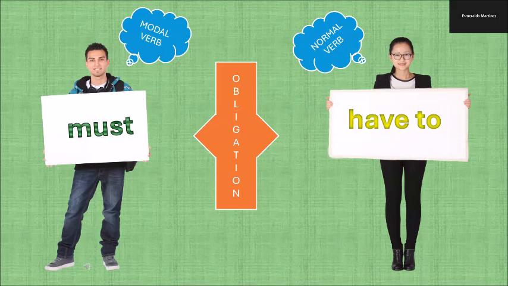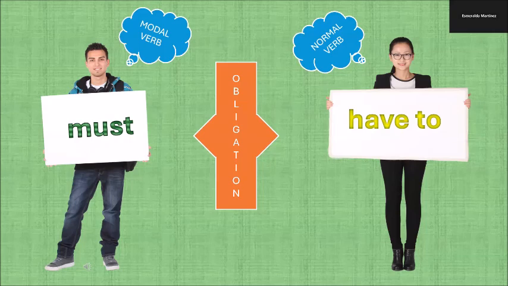Must can imply that the obligation comes from internal motivation, while have to is often used to express external requirements or obligations, such as rules and laws. Both must and have to are followed by an infinitive verb.